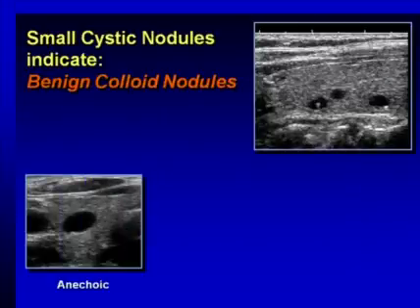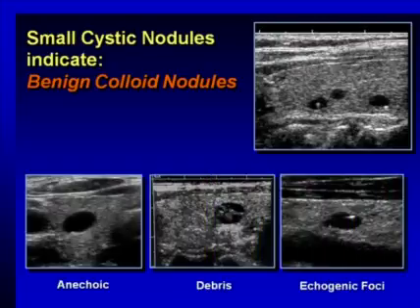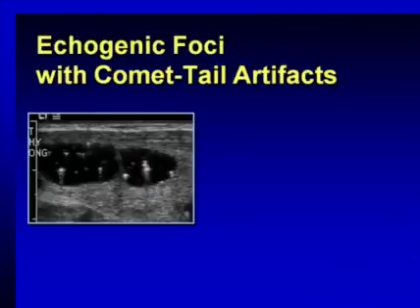They may be completely anechoic. They may contain internal debris. They may have small echogenic foci within them, and all of those appearances are very typical of these colloid nodules. In addition, we'll also see Comet-Tail artifacts behind these echogenic foci within the fluid within these nodules.